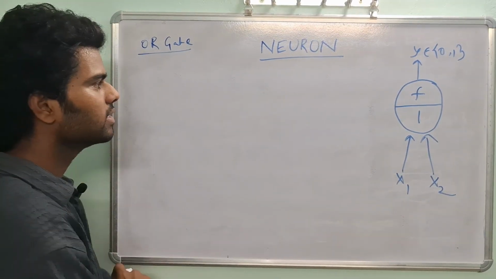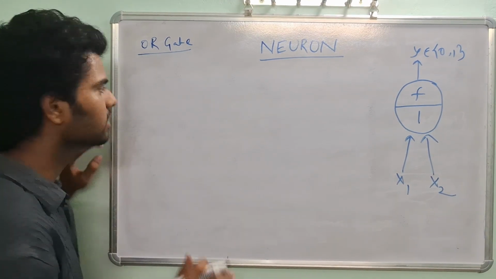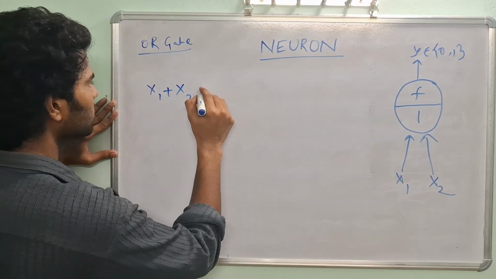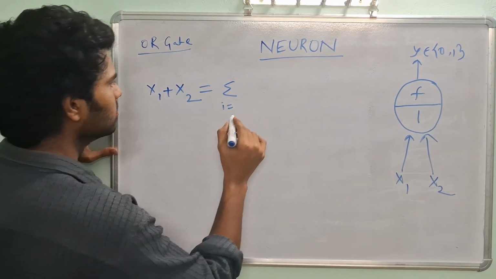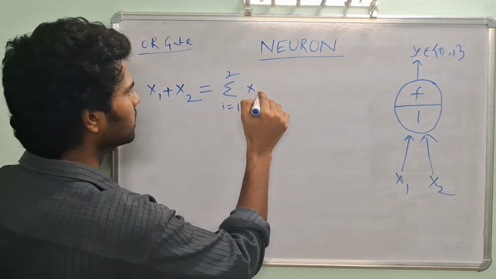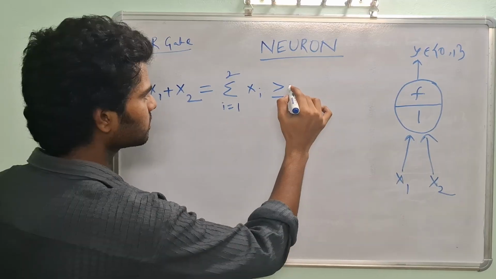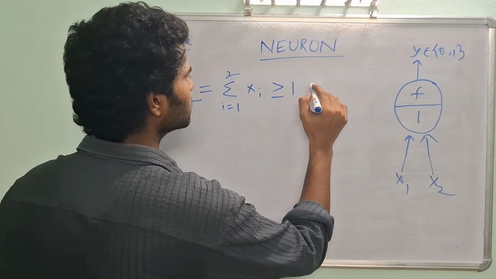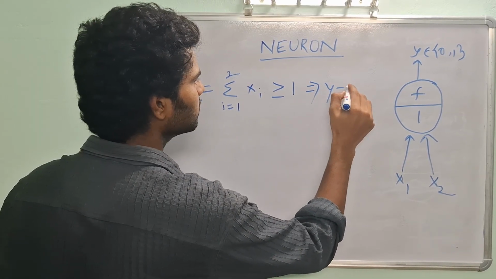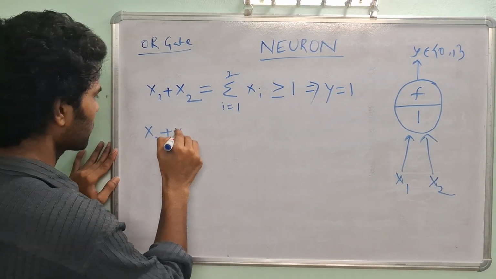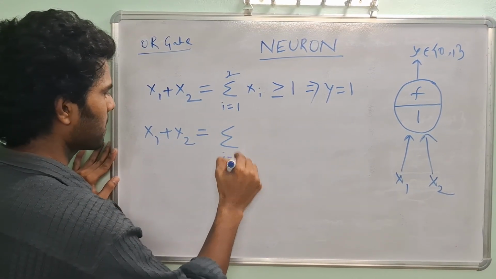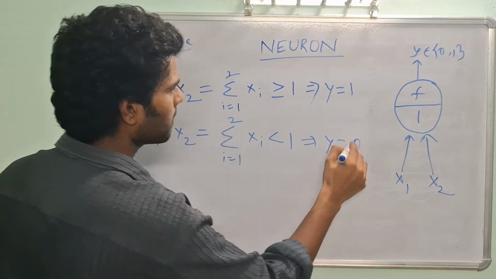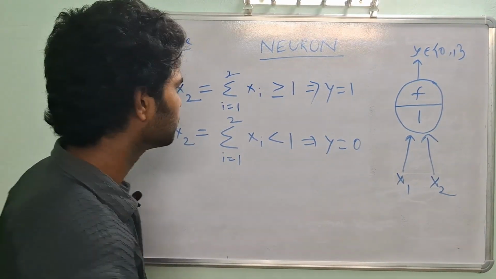Now we will see how the OR gate exactly satisfies those two conditions. Here we are taking two inputs. The summation of xi, for i equals 1 to 2, is greater than or equal to 1, where 1 is the threshold value. In this case, the output becomes 1. Otherwise, in this case, the output becomes 0.